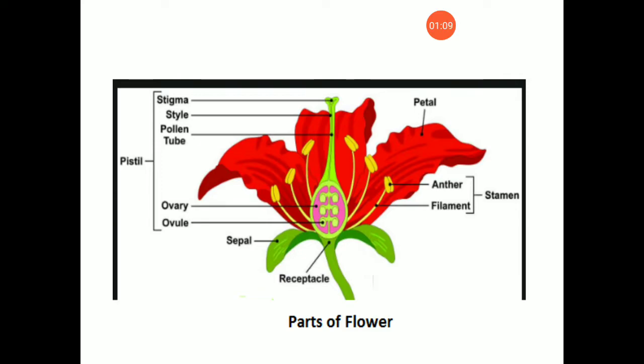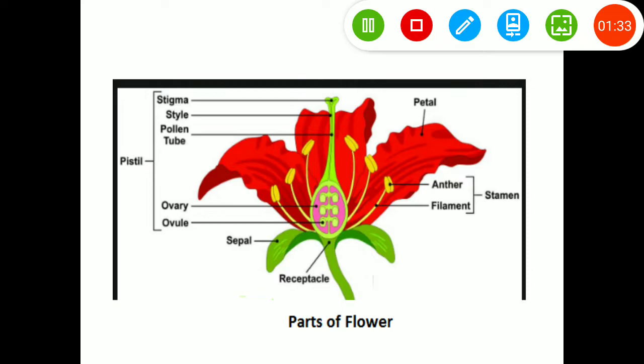Ovary is basal swollen fertile part of carpel. Ovary encloses one to many small globular structures called ovules or megasporangia. In the ovary, placenta is a soft fertile tissue on which ovules are produced.